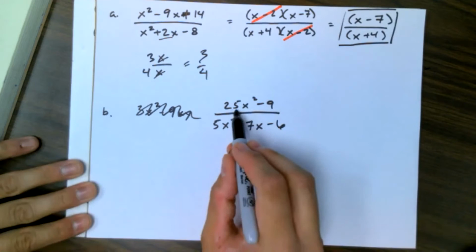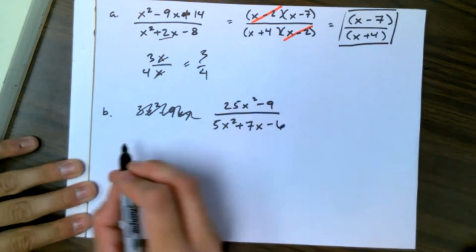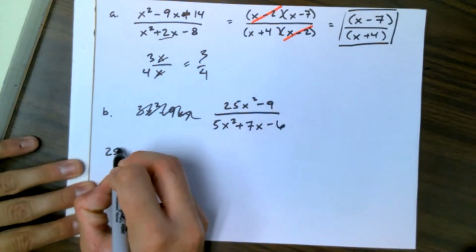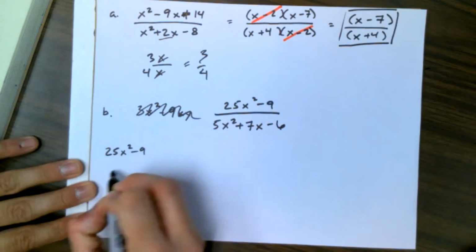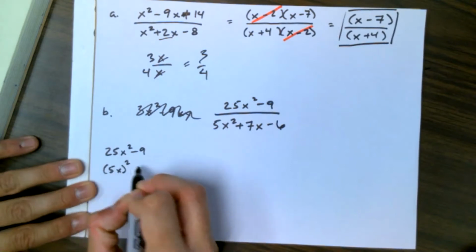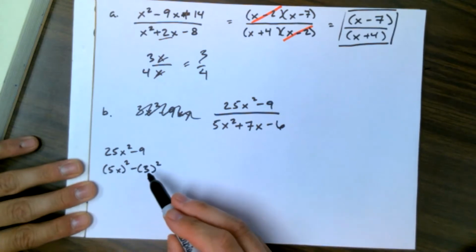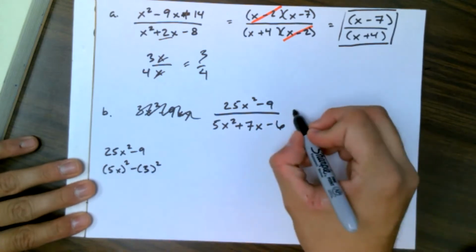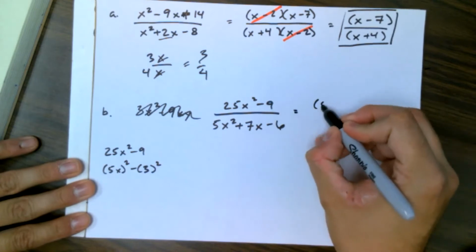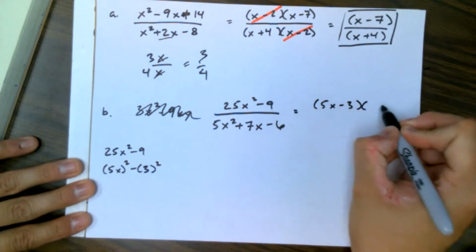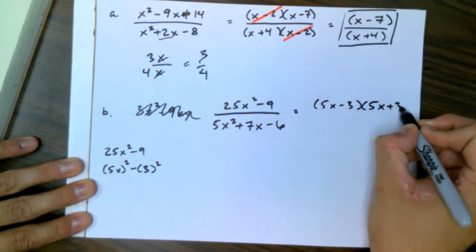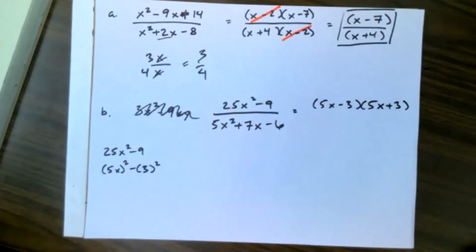Okay, good. Now the numerator up here, this is a difference of squares. I'm going to do both of these on the side. 25x squared minus 9, that's (5x) squared minus 3 squared, right? And since it's a difference of squares, I know this is going to be 5x minus 3 and 5x plus 3. Okay? I had to notice it was a difference of squares.